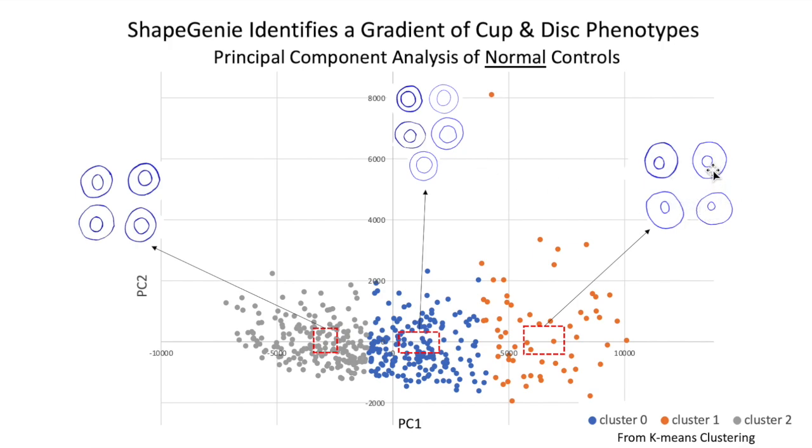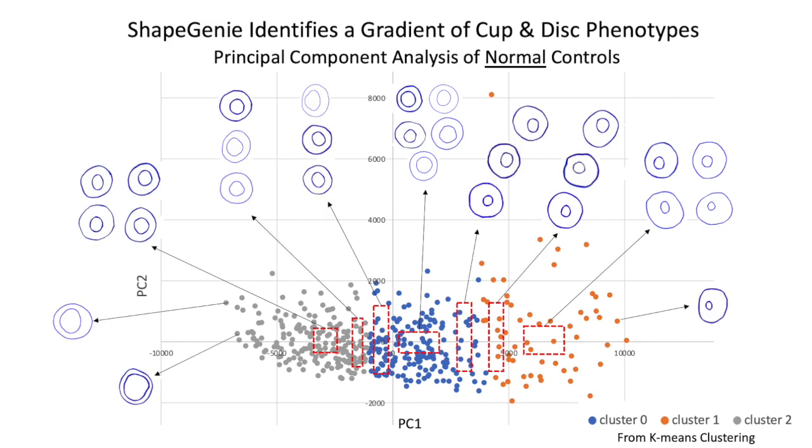On the right, the cup is a lot smaller than the disc, and on the left, the cup is larger. However, when we looked at the data points at the boundary regions, what we realized is that what ShapeGenie has measured is not distinct states of morphology, but a continuum of morphology, ranging from very small cups on one end to very large cups on the other.